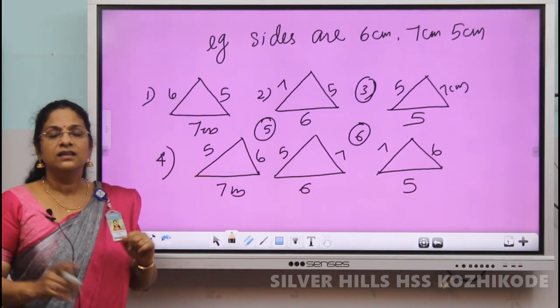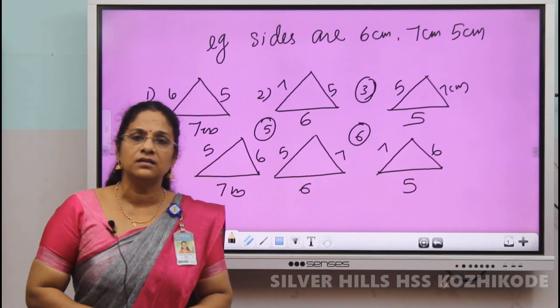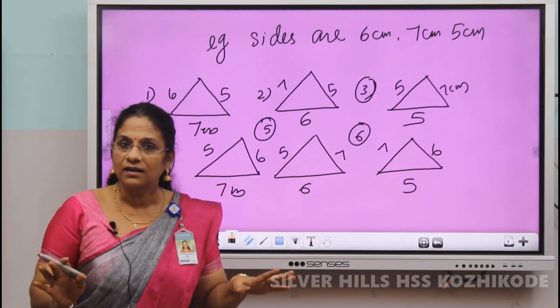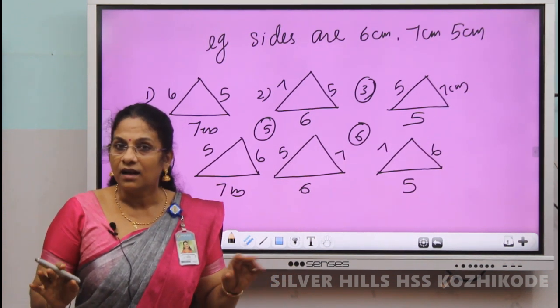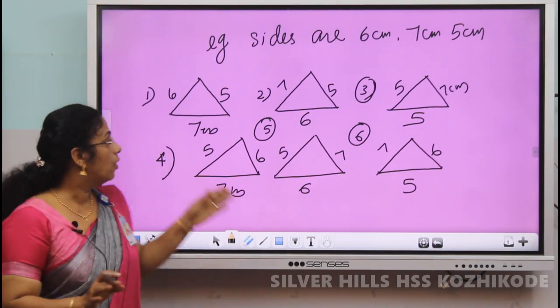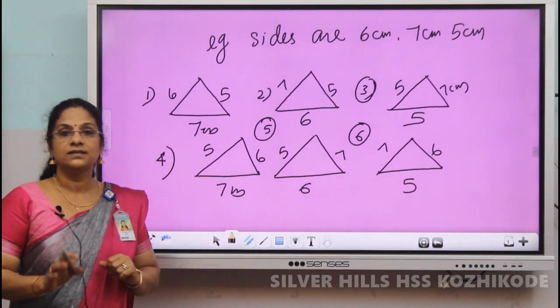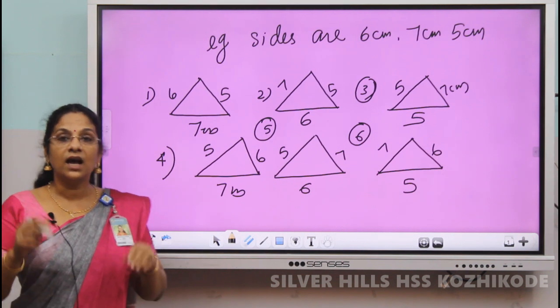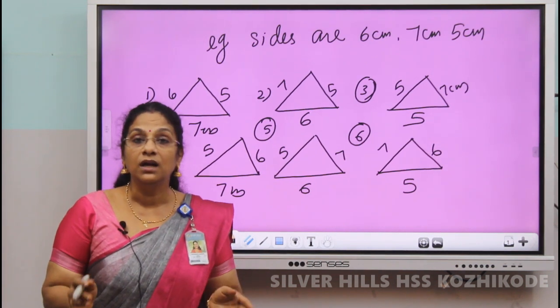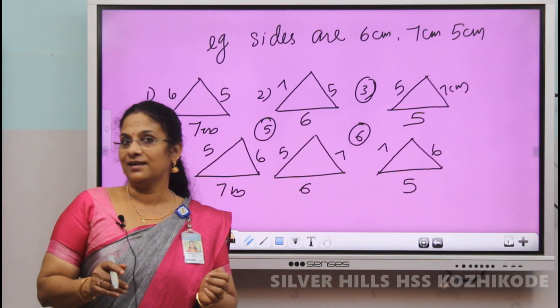Do you understand? Then what is the speciality of these triangles? These all triangles are, yes, equal because the sides are the same. That means we are going to discuss equal triangles.